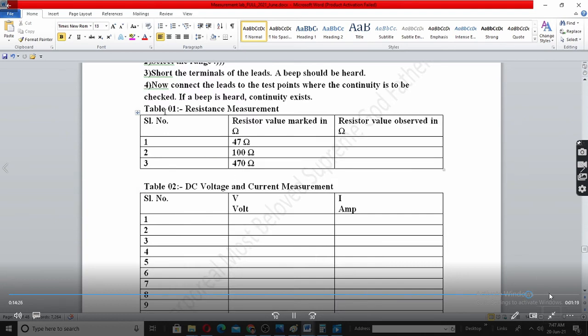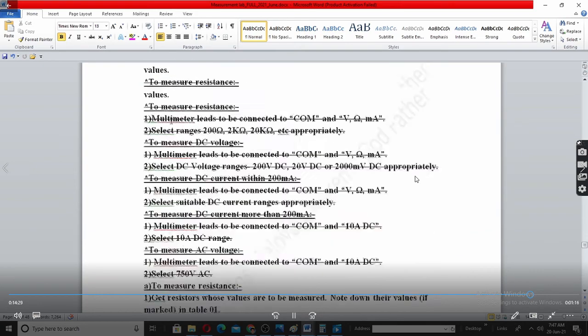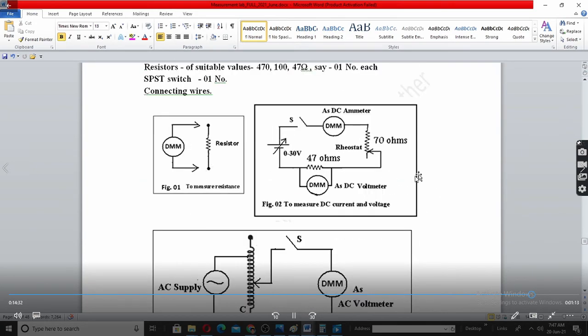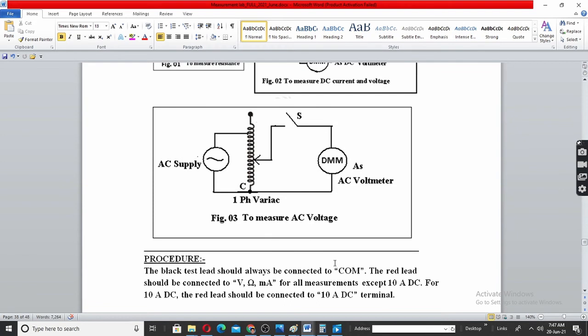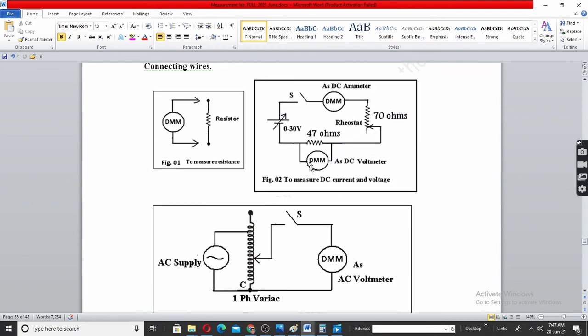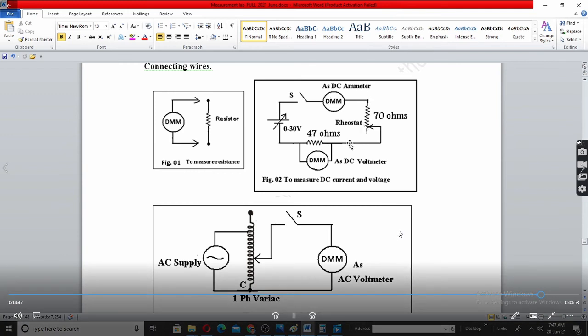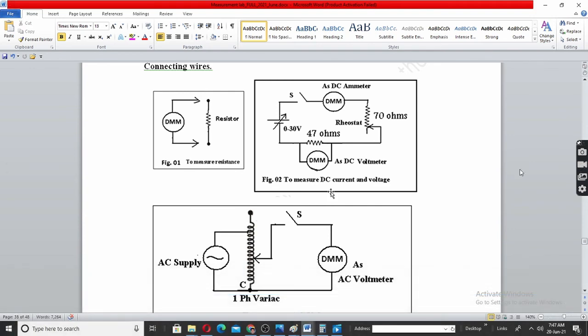Table 1 for figure 1, table 2 for figure 2. So figure 1, 2, 3. You will have a variable voltage supply so that current can be varied, or you can vary the rheostat so that variable current is obtained. Use one digital multimeter as ammeter, another as voltmeter. Note down the values as you move on. Select proper range.